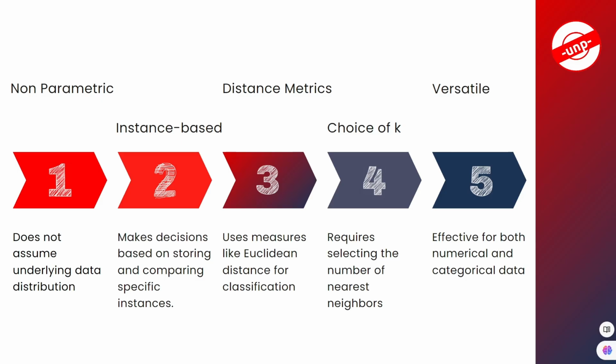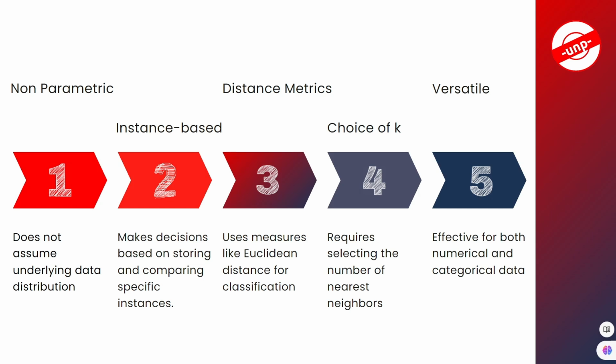First comes nonparametric. This method does not assume that the data follows a specific pattern or distribution, making it flexible for different types of data. Second comes instance based. It is a method where the model does not learn a general rule or pattern from the training data. Instead, it memorizes the training data and makes decisions by comparing the new data points directly to the stored examples. Third comes distance metrics.